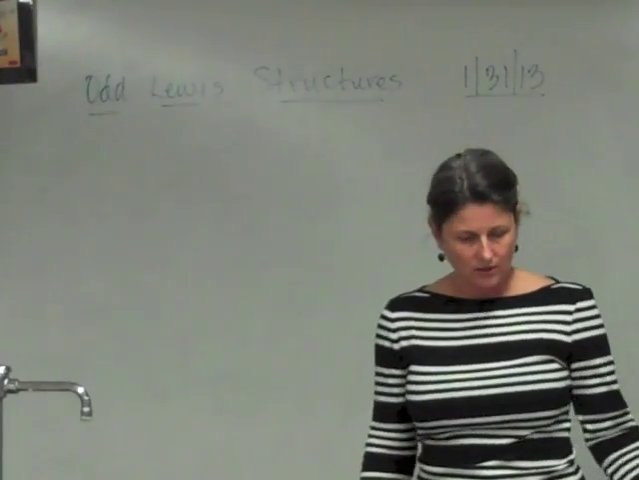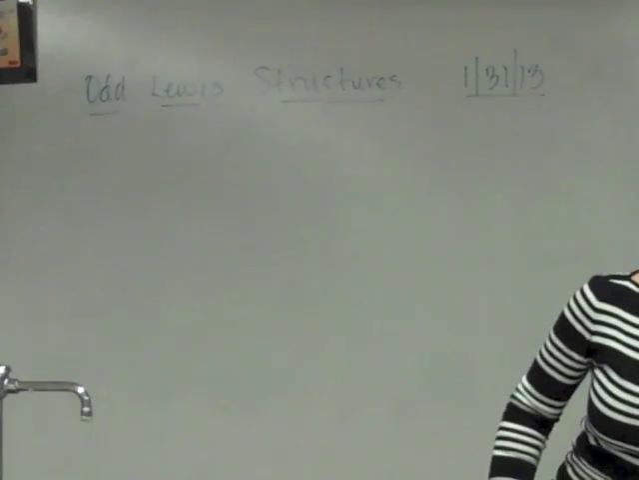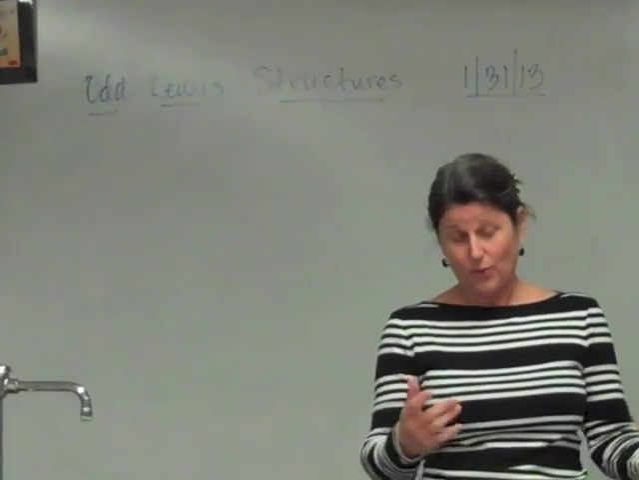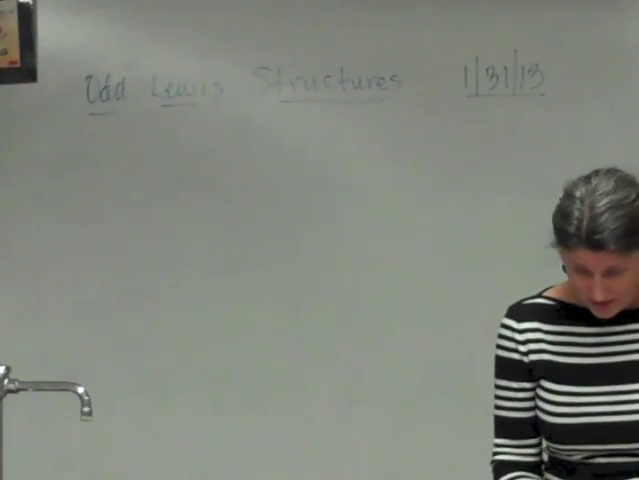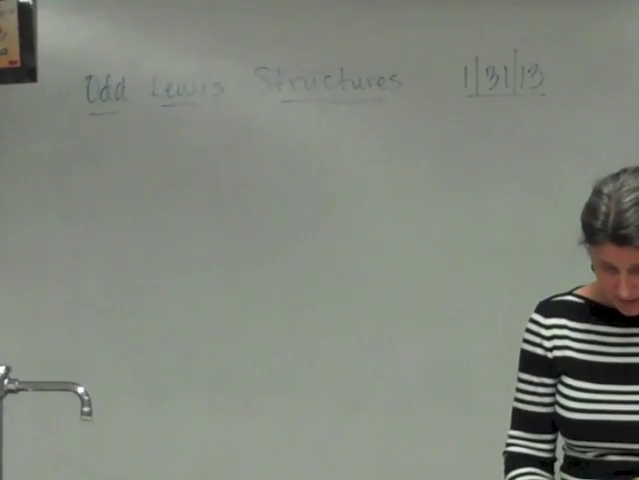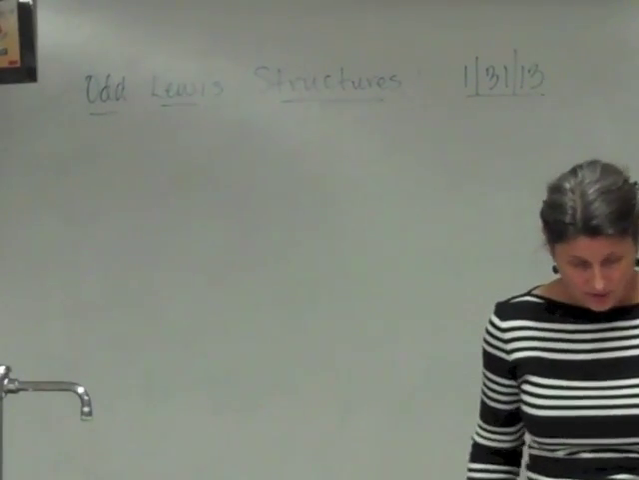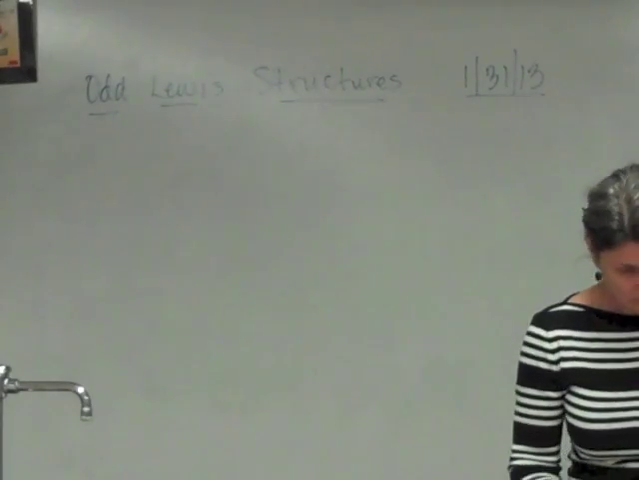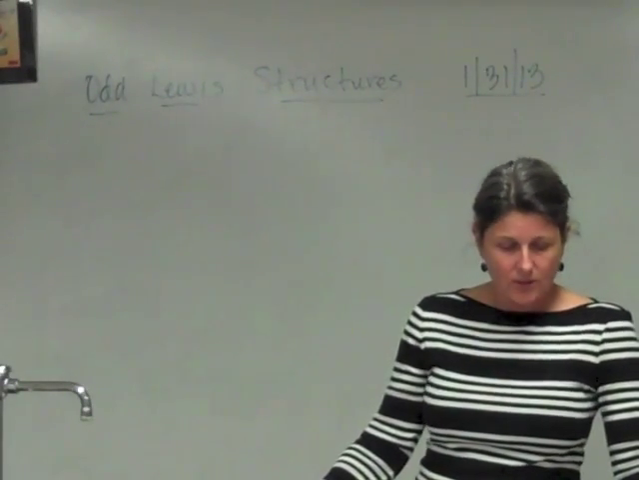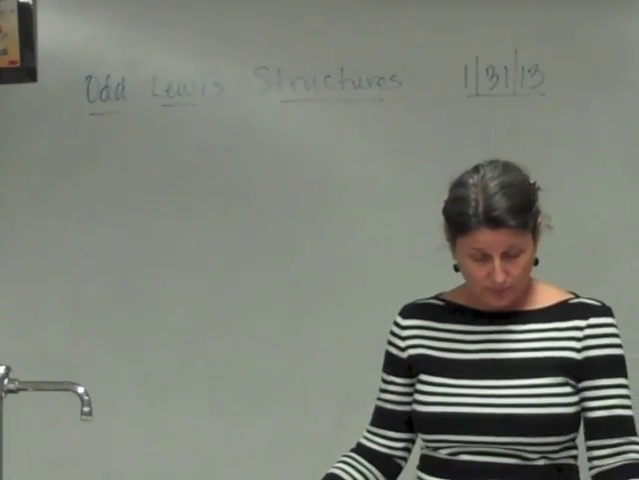Title is Odd Lewis Structures. So we're going to talk about Lewis structures that don't follow the rules. So of course there's some exceptions when we talk about making Lewis structures. Okay, but there's not a lot of exceptions, so it's not too difficult. The reading that is associated with this is pages 323 to 325 in your book.